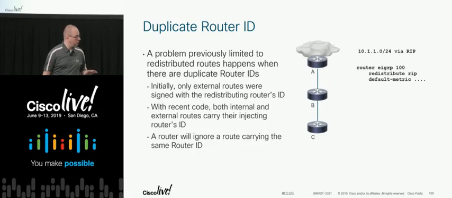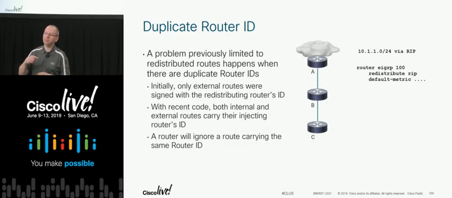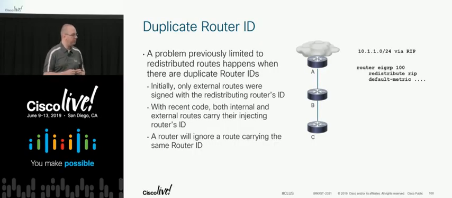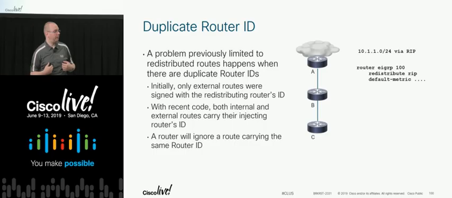EIGRP originally used the router IDs for redistributed routes as an additional check to prevent routing loops for external networks. The idea was that for a redistributed network, the router performing the redistribution would sign itself in the update by its own router ID. And if that update ever came back to it again, then on top of all the feasibility condition checks, it would still check if the router ID is there and just deny the route if it saw its own router ID there.